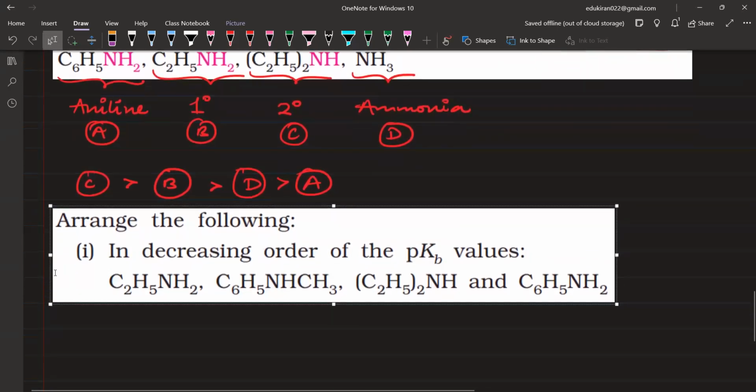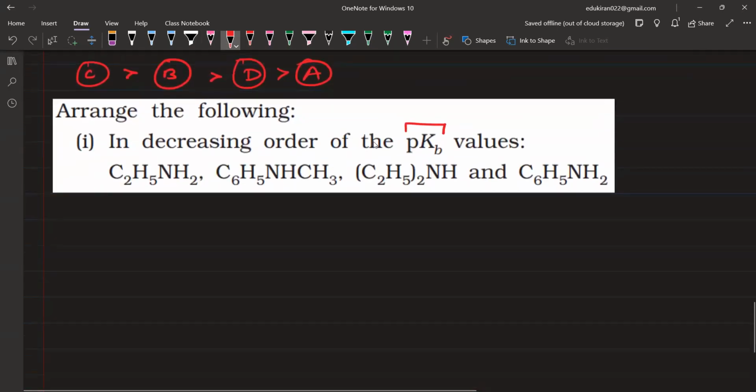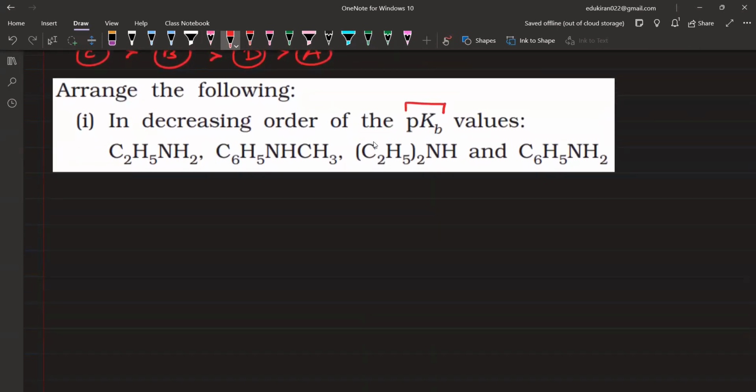Don't worry here. See, they are saying arrange the following in decreasing order of the pKb value. Keep the pKb value in mind, so don't look directly at the pKb value. Try to arrange them in the basic order only. Now what is this? This is 2 degree amine, C6H5NH3. Now you have to make the structure like this. It is going to be NH and this is CH3 here.